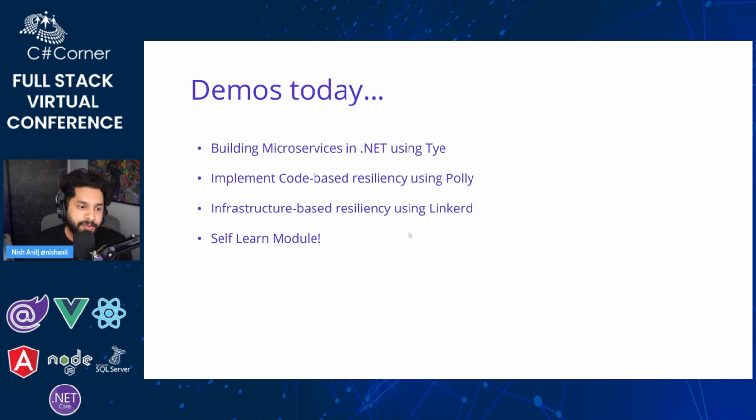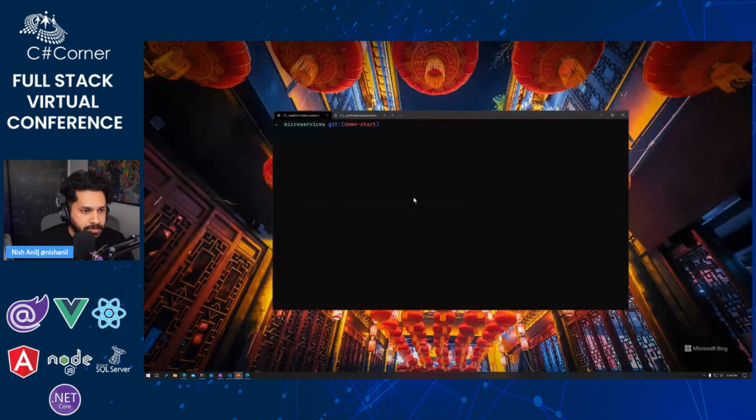The second thing is we will take one step forward. We'll remove everything from the .NET, and we will try and implement this in infrastructure-based resiliency, which is using something like a service mesh when you are implementing in Kubernetes. So we will take a look at that also. And then in the last, I'll leave you with some self-learn module, which is free. You can use Azure CLI to learn everything. All that you need is an Azure resource. So I'll show you how to get started with that too. Okay, so let's get started with the demo.